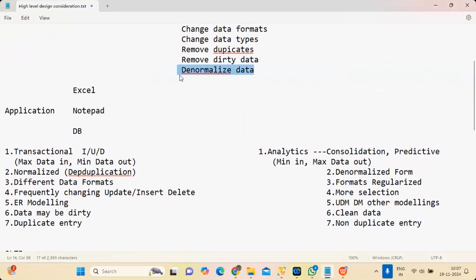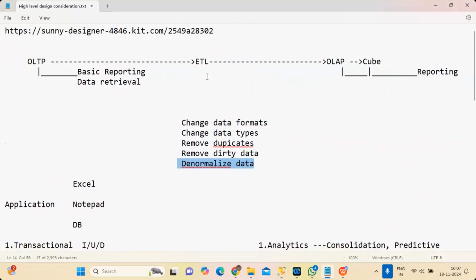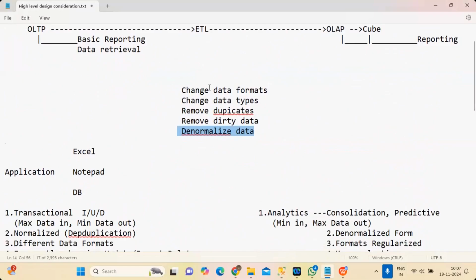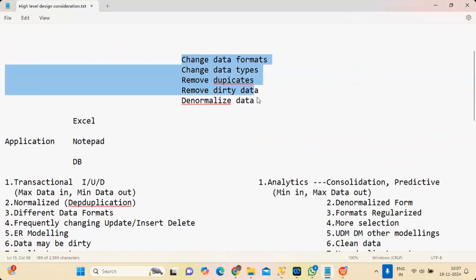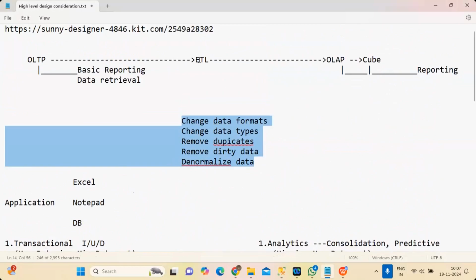So all these are different processes that have to be done while moving the data from the transactional system to the analytical system. And these are done by the ETL tool. So you have the ETL tool which does the process. Now what is this ETL tool called? So there are two ETL tools given by Microsoft. One is used on premise.